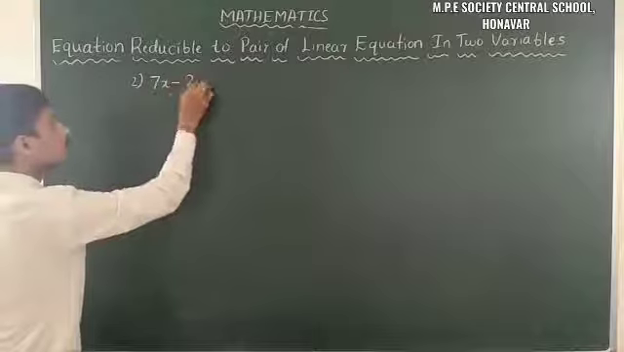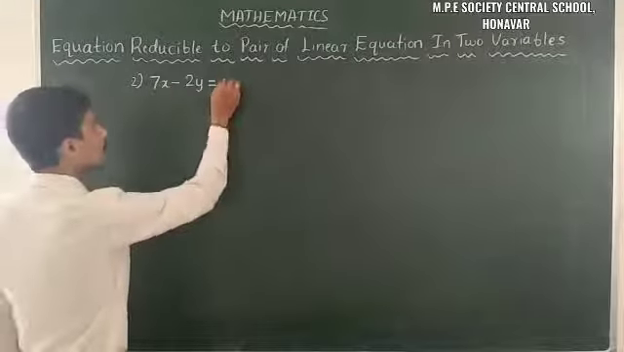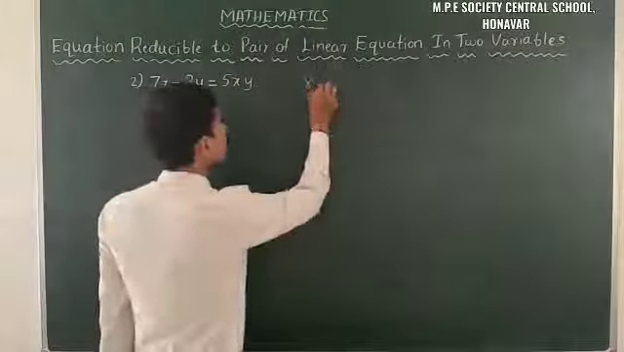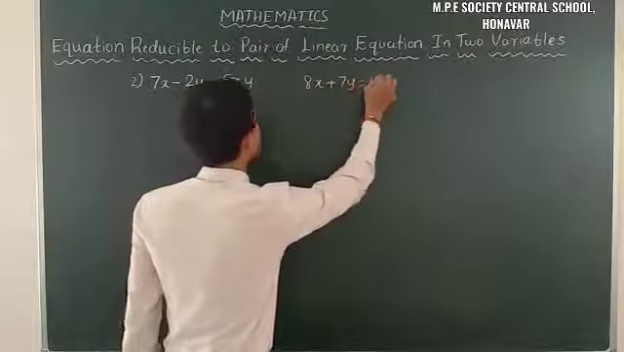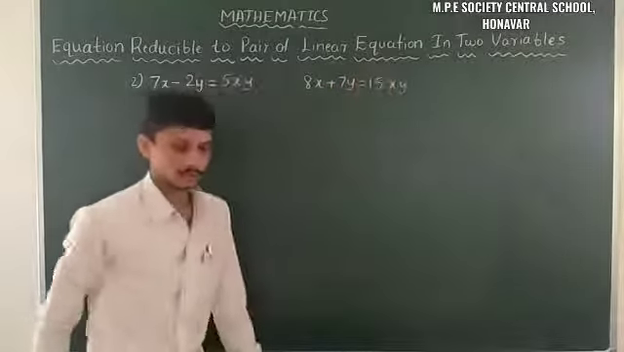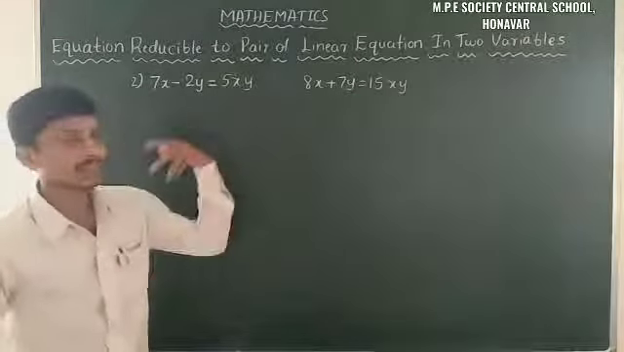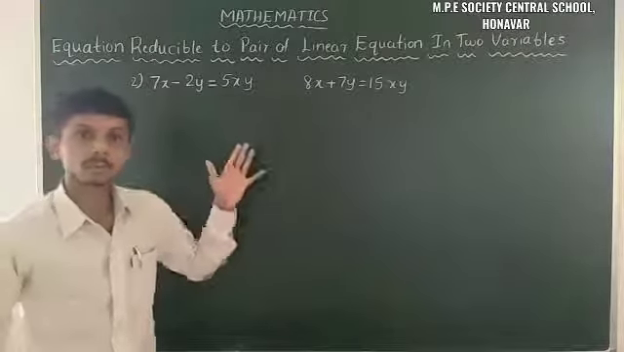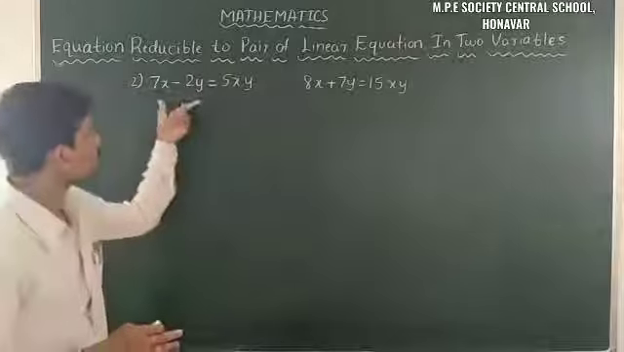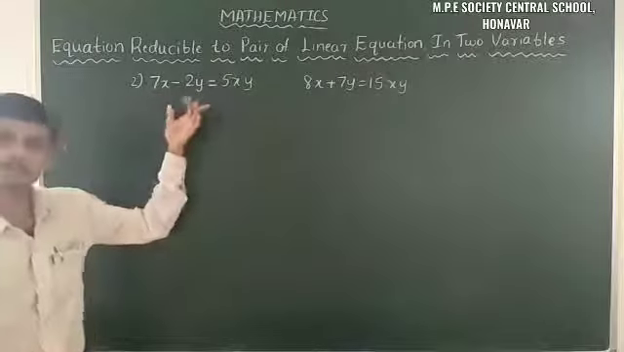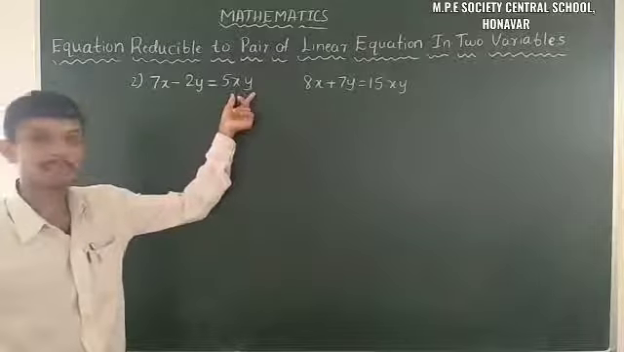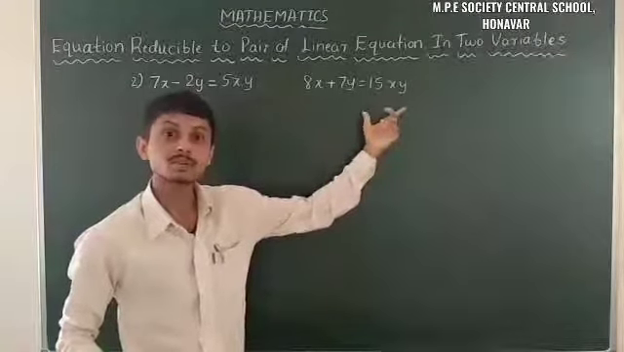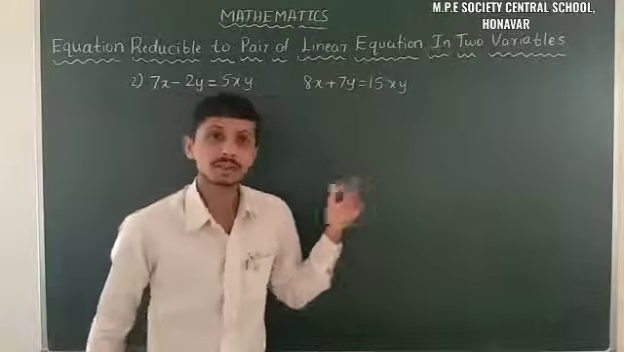7x minus 2y is equal to 5xy, and secondly 8x plus 7y is equal to 15xy. So here also we have to convert those equations into the form of a pair of linear equations in two variables. Just observe, here the multiplication term xy is there. So here also the multiplication term xy is there. So that means we have to convert it into the form of a pair of linear equations in two variables.